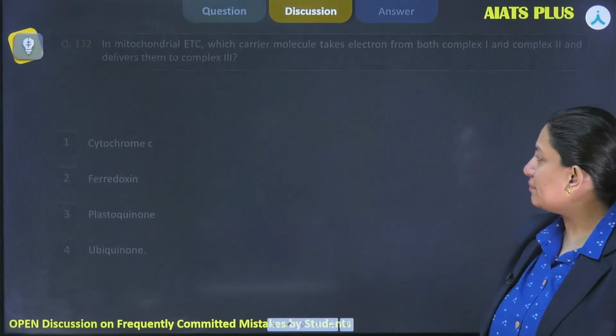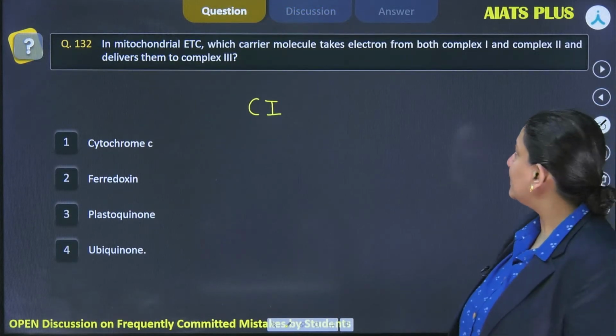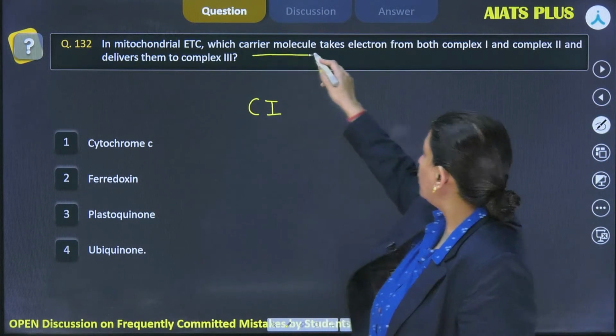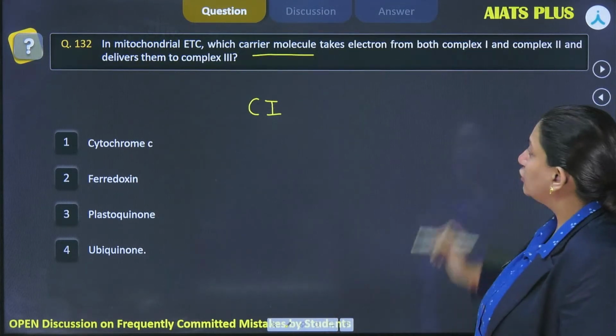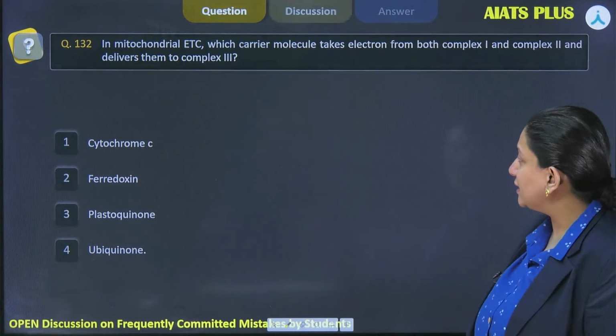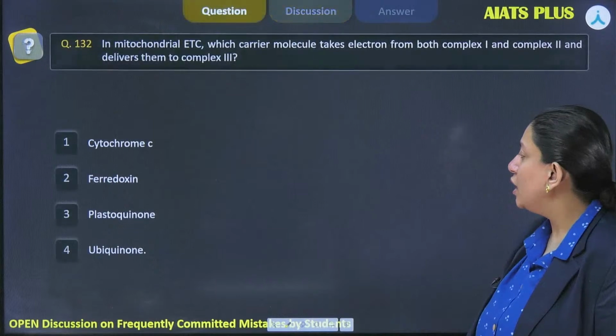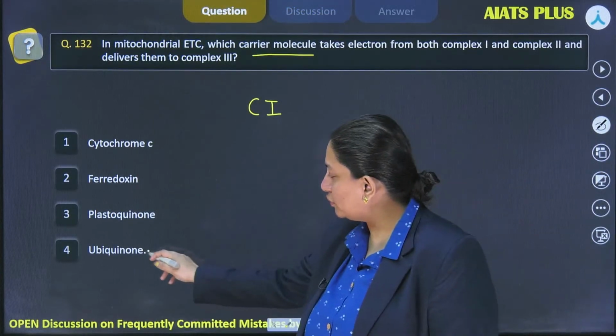So with this, if we get back to the question, it says that we have to talk about the carrier molecule that takes electrons from both complex 1 and complex 2 and delivers them to complex 3. As you could see clearly over here, that's ubiquinone, right? So this has been given in option 4, so this is correct.